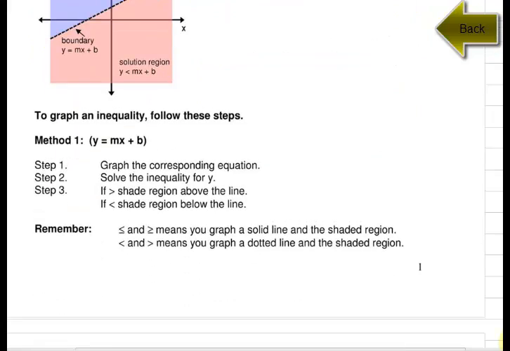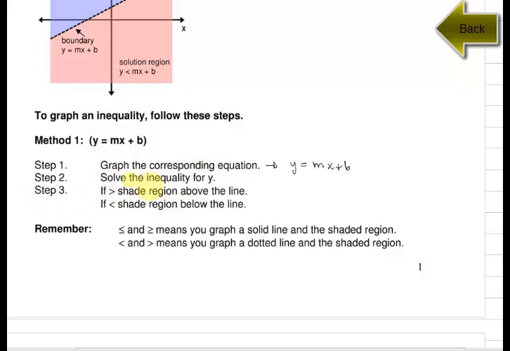Now we're going to take a look at two methods to graph inequalities in two variables. The first one is using the slope-intercept. Step 1 asks you to graph the corresponding equation. So that would mean you want to graph y is equal to mx plus b. You want to solve the inequality for y, which simply means that you want to isolate for y and consider whatever the inequality is. It will tell you whether you're going to graph above or below the line.